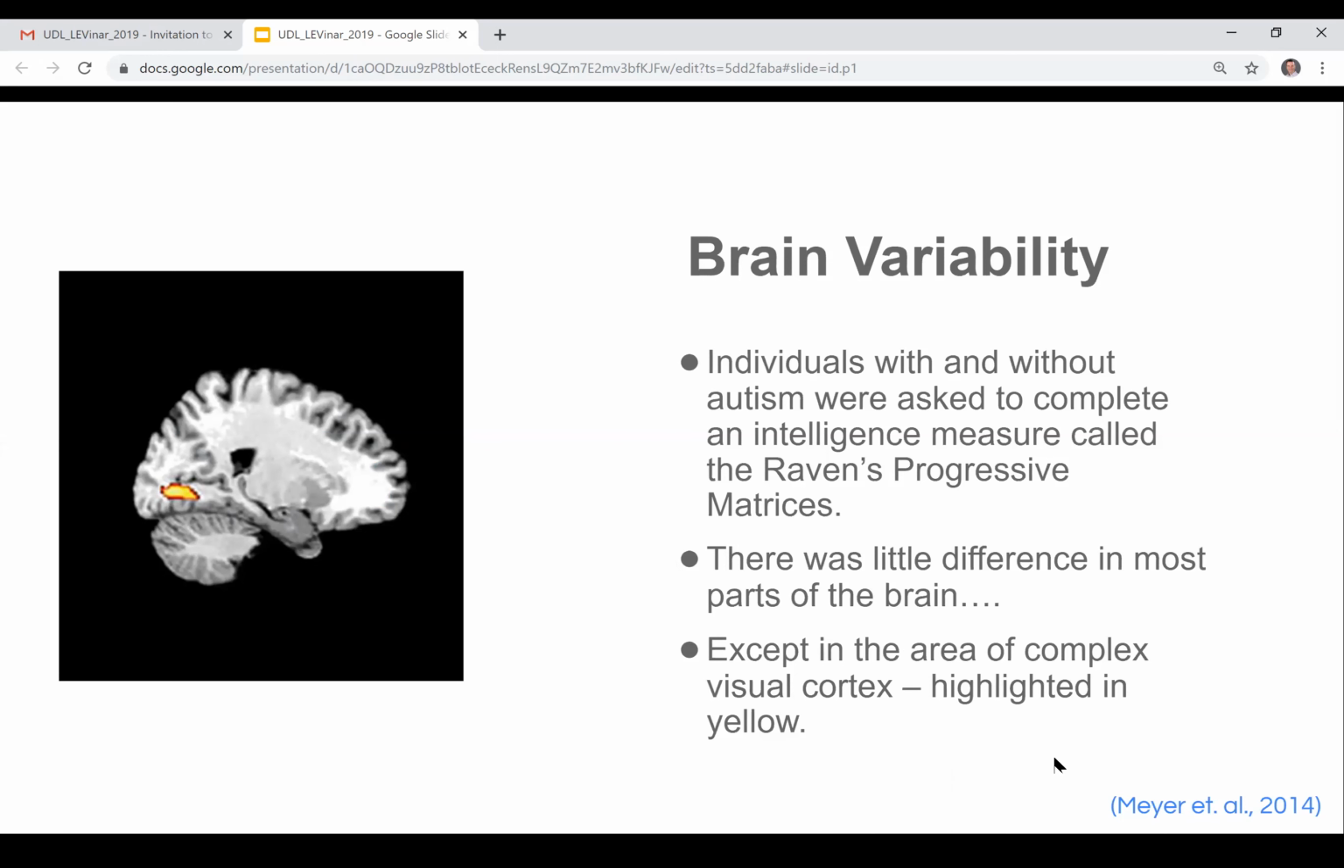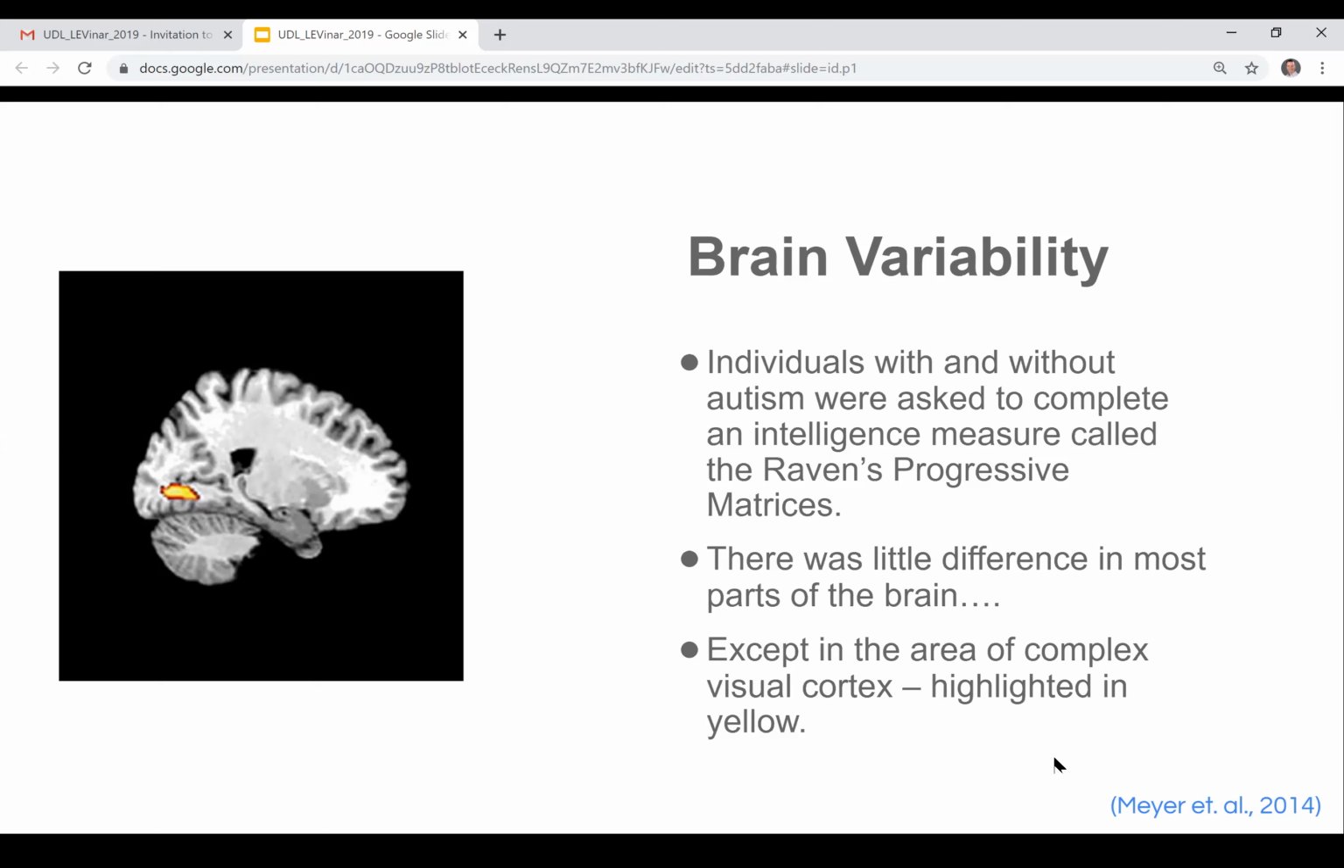So when we're talking about brain variability, I like to use this example. Researchers have explored the physiological differences in how brains of individuals with autism differ from those who are not diagnosed. So individuals with and without autism were asked to take the Raven's progressive matrices. The Raven's progressive matrices is a nonverbal assessment that tests fluid intelligence. Test takers are asked to make meanings of patterns. So overall, there was very little difference in parts of the brain, except in the area of the complex visual cortex, which is highlighted in yellow.